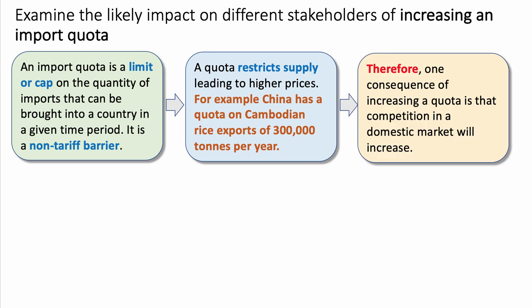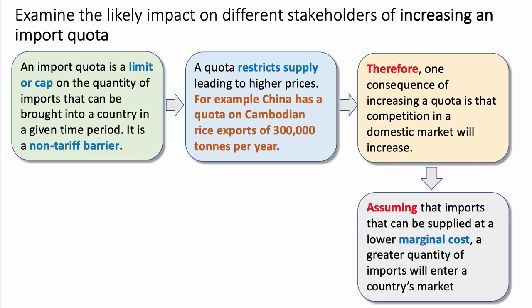The words in red here are connective phrases. They help bind the answer together. We like them here. Therefore, one consequence of increasing a quota is that competition in the domestic market will increase because you're allowing more imports in to the sector. Assuming that imports can be supplied at a lower marginal cost, if you like, a lower supply price, then a greater quantity of imports will enter a country's market.